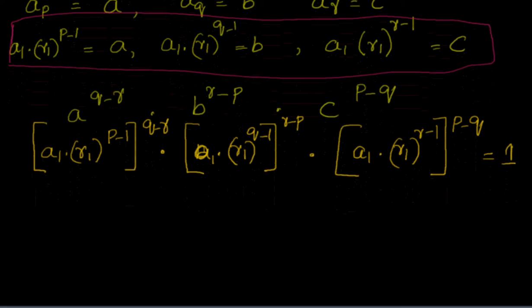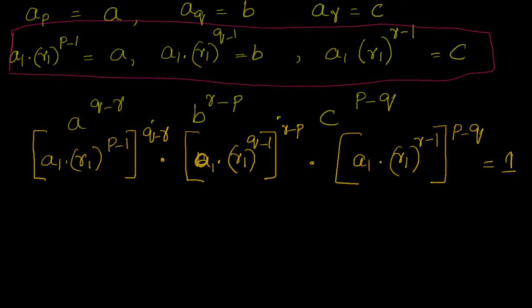So what I will do now is simplify this, expand this. You can see you have two terms here, one is a1 and one is r1. First let us write down all a1 terms in one place. I will have a1 to the power of q minus r into a1 to the power of r minus p into a1 to the power of p minus q. This is what I have. So a1s are taken care of now.